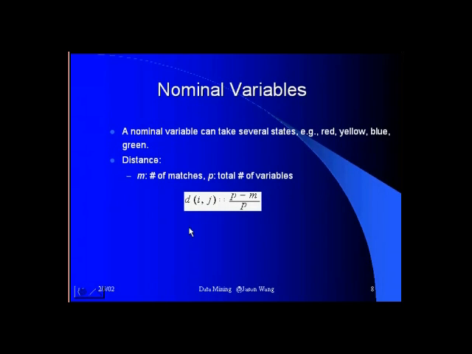So intuitively, if two data objects have precisely the same nominal variable values, the distance should be what? There are 3 matches, so 3 variables minus 3 matches, so the numerator will be 0. So their distance is 0. If they look exactly the same, their distance is 0, which makes sense intuitively. Okay? So each nominal variable has the same weight.